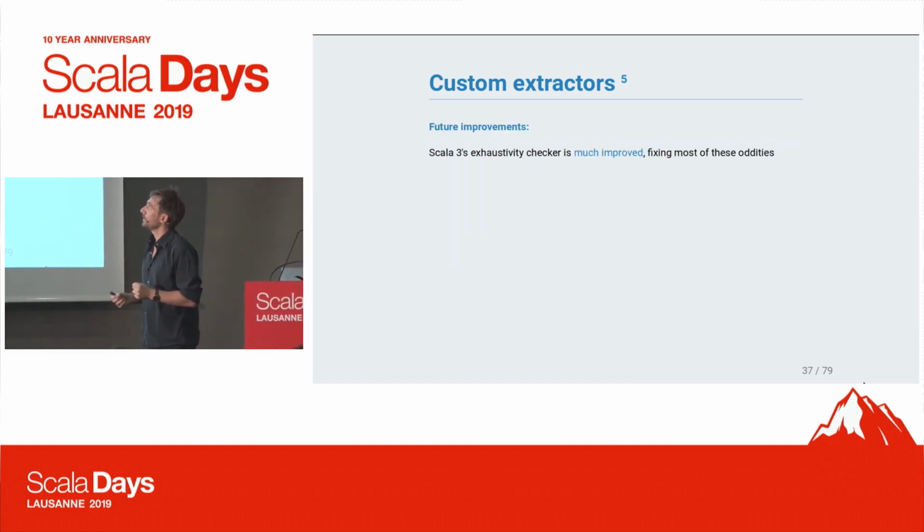Scala 3 makes this whole thing a lot better. There has been a lot of research done on exhaustivity checking for pattern matches. And so the problem is completely gone in Dotty, and you don't need to worry about it as soon as you move to Scala 3. But until then, be careful with custom extractors. They're weird.